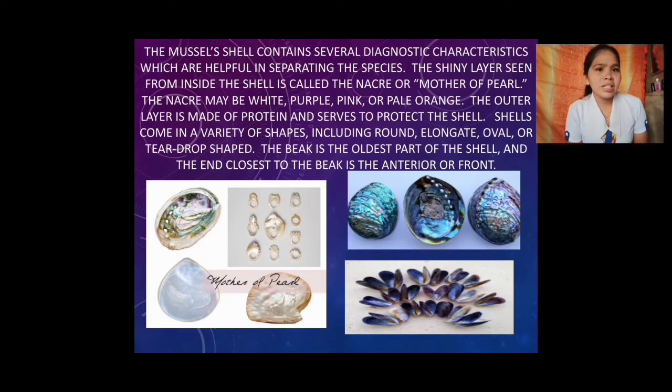The shiny layer seen from inside the shell is called the nacre or mother of pearl. The nacre may be white, purple, pink, or pale orange. Adunay klaseng colors sa mother of pearl. Kanang depende na ay puti, na ay green, na ay orange, na ay purple, depende sa iyahang color. The outer layer is made of protein and serves to protect the shell. Shells come in a variety of shapes, including round, elongate, oval, or teardrop shape.